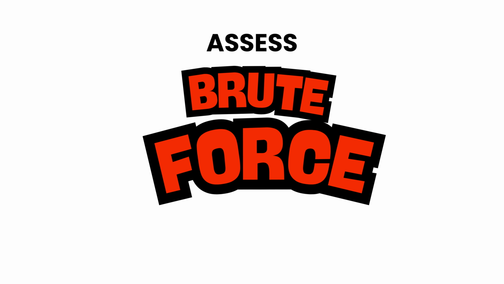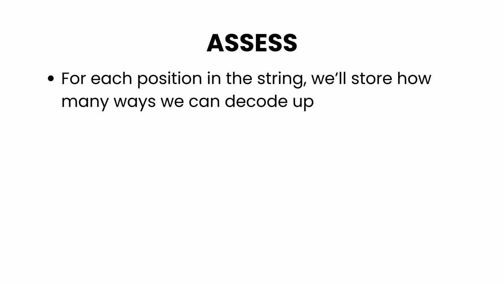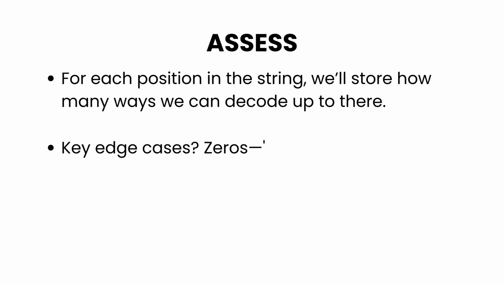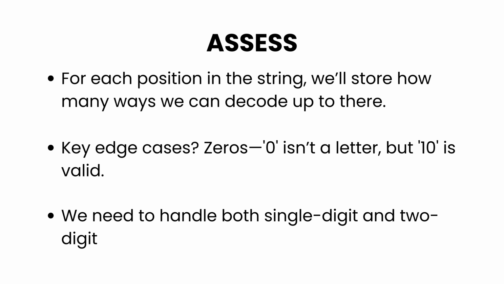Now, let's assess the challenge. A brute force recursion would explore every way to split the string, but it's way too slow. We need dynamic programming. For each position in the string, we'll store how many ways we can decode up to there. Key edge cases? Zeros. 0 isn't a letter, but 10 is valid. We need to handle both single-digit and two-digit decodings.